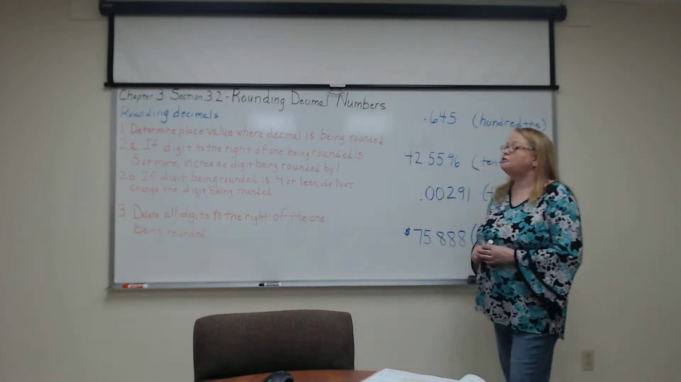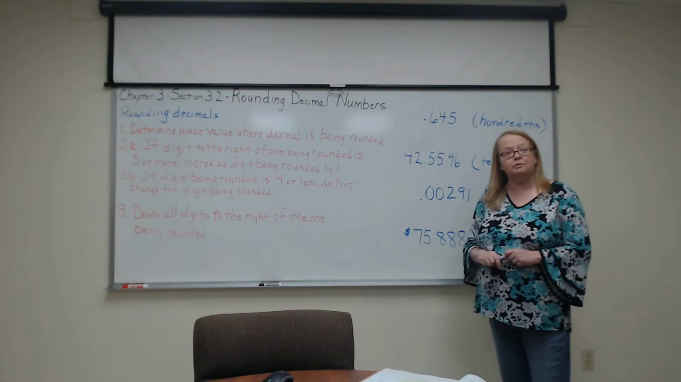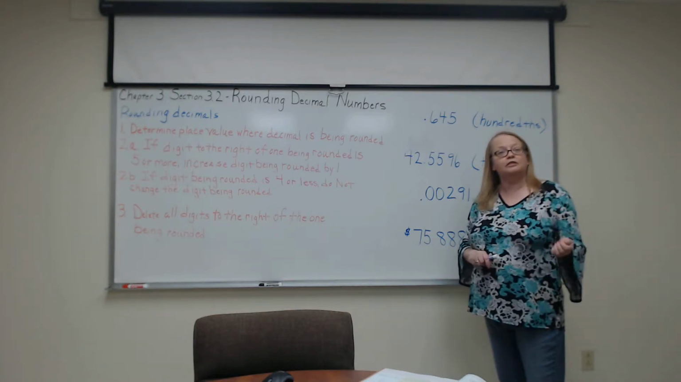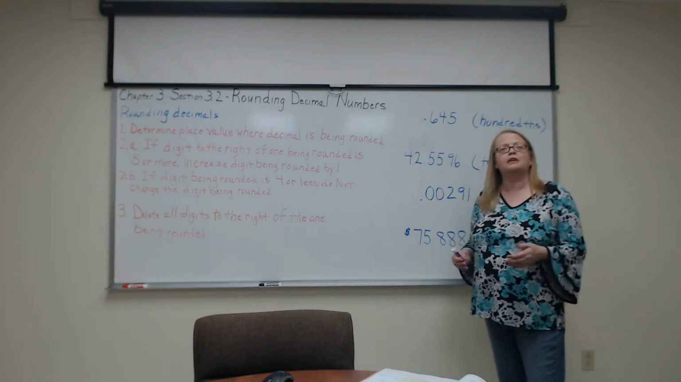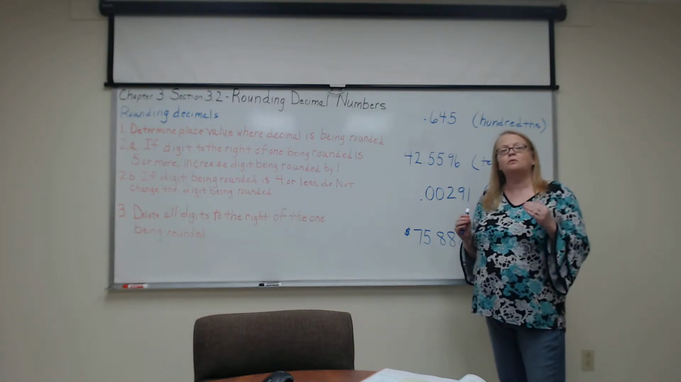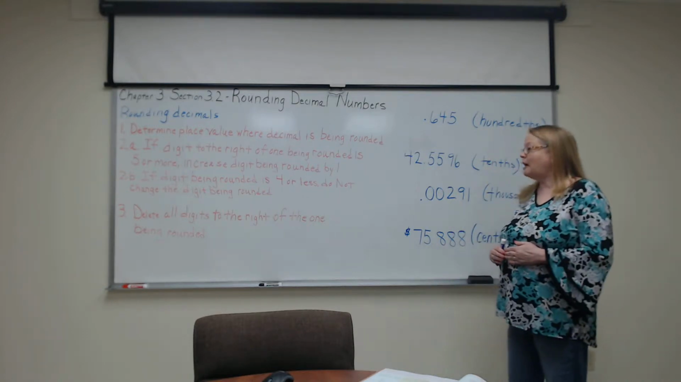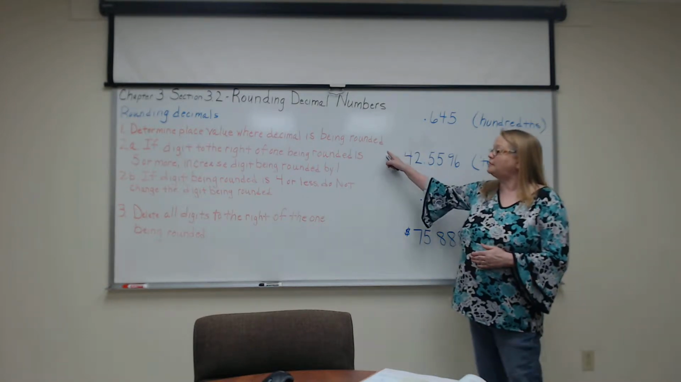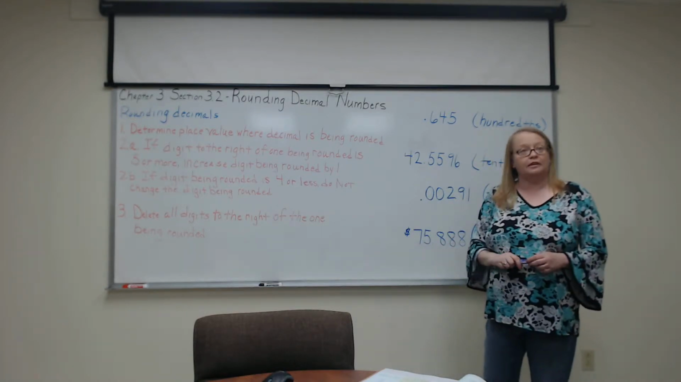The very first thing that you need to do is to begin by determining the place value where the decimal is going to be rounded. So we're looking at the tenths, the hundredths, the 10,000ths, whatever the case may be. We begin by finding what decimal place we're rounding to. Then, once we find that decimal place, we're going to look to the right of that digit.